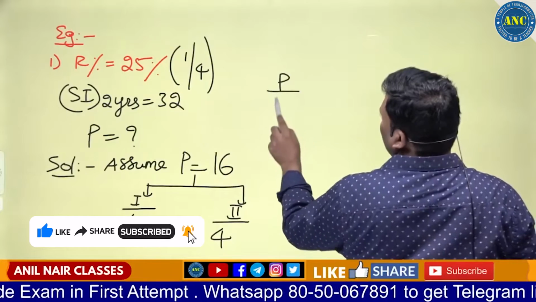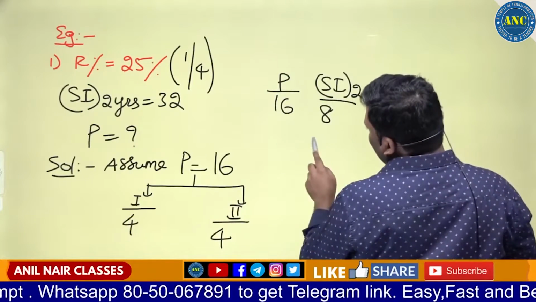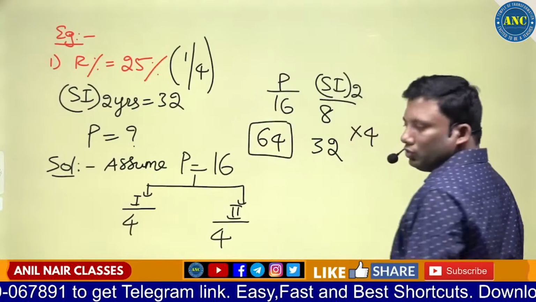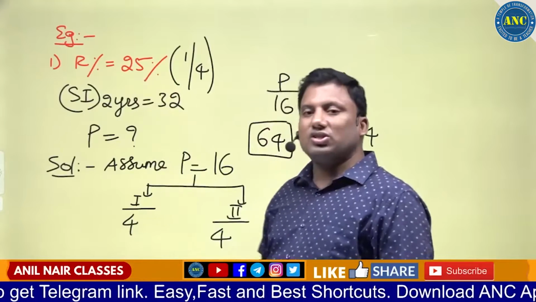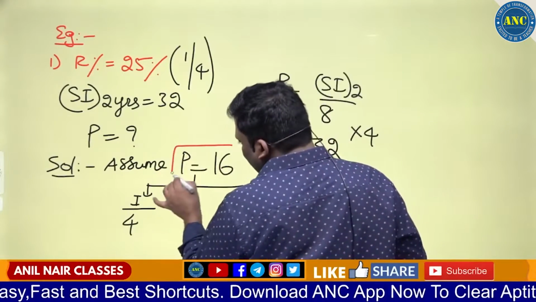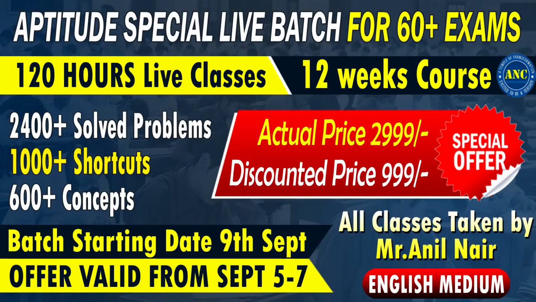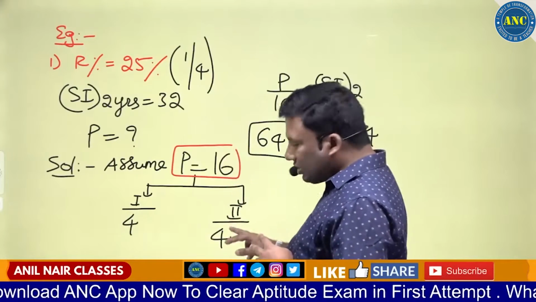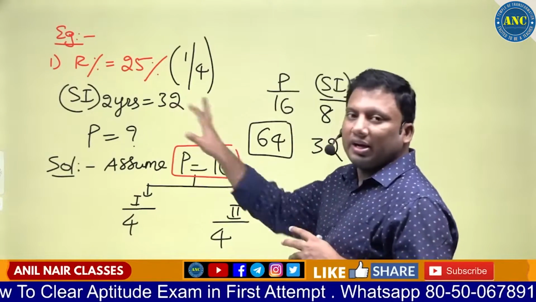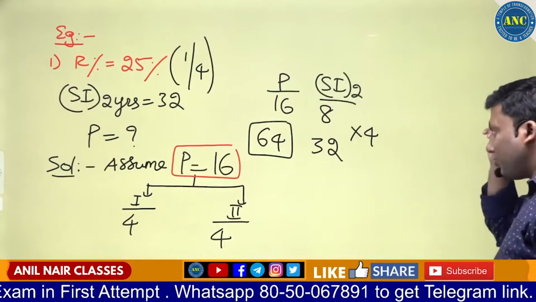That means if the principal is 16, SI for 2 years is 4 plus 4, 8. But according to the question, it is 32. 8 fours are 32, so 16 fours are 64. The principal is 64. R percentage is 25%, which is 1/4, so the principal equivalent is denominator power k, 4 square, 16. First year interest 1/4 of 16 is 4, second year 1/4 of 16 is 4. Total interest will be 8, but the question says 32. 8 fours are 32, 16 fours are 64. Same thing.